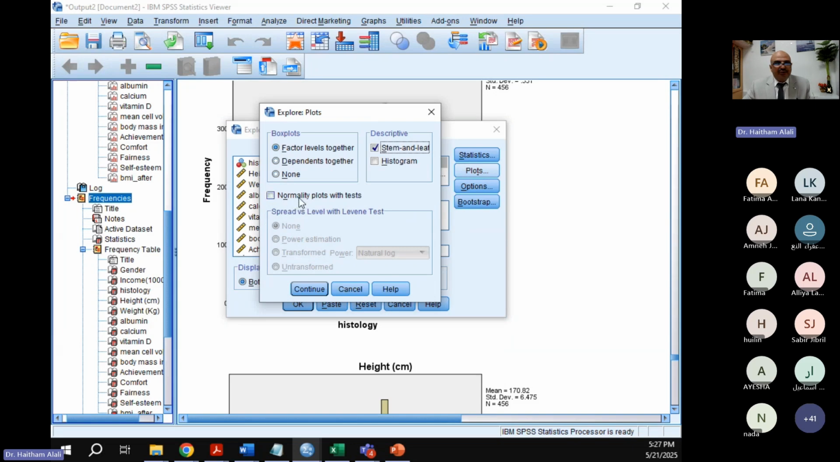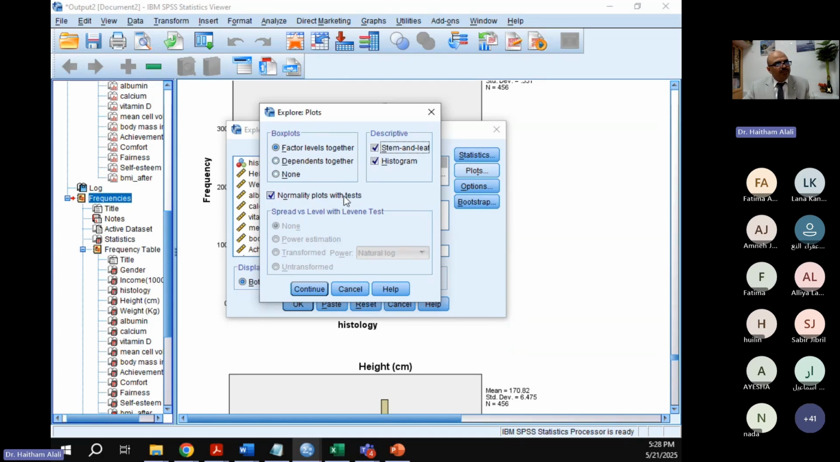Because it's all about normality, right? If you do not check this box, you will never get Shapiro or Kolmogorov-Smirnov. Okay? So check the normality plots with test. And I like to have histogram and remove the stem and leaf. Okay? This one is enough. Okay, guys? So histogram and normality most important.